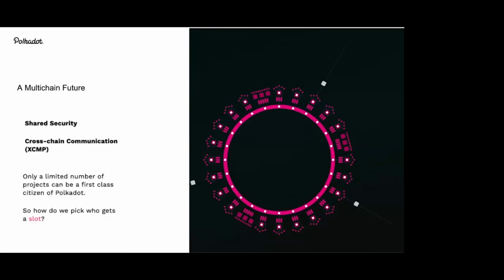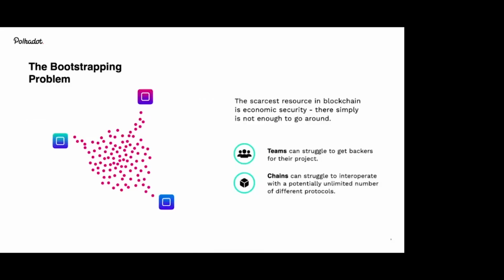So how do we choose who gets a slot? Right? Then becomes a fundamental question. If you have some limited bandwidth, and in our case, we communicated a vision of 100, how do you choose who gets a slot?